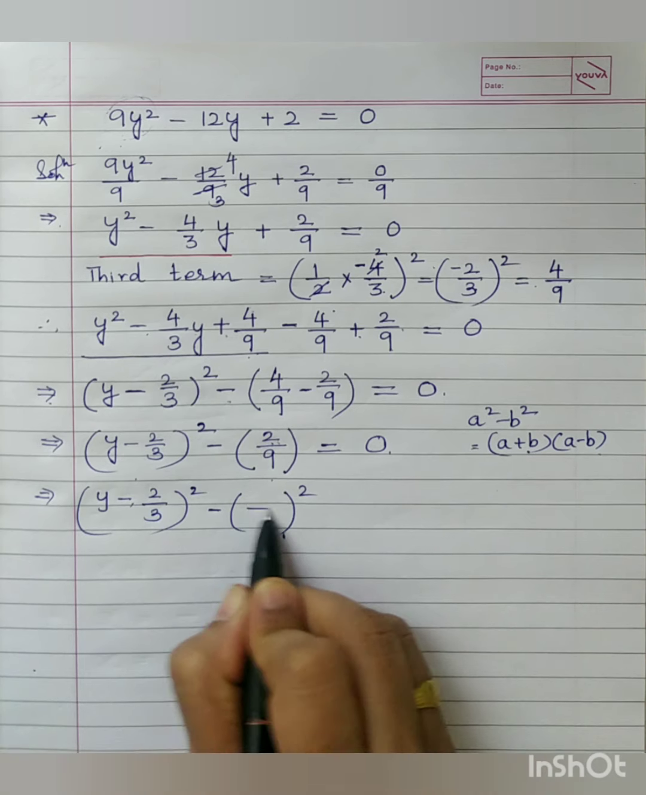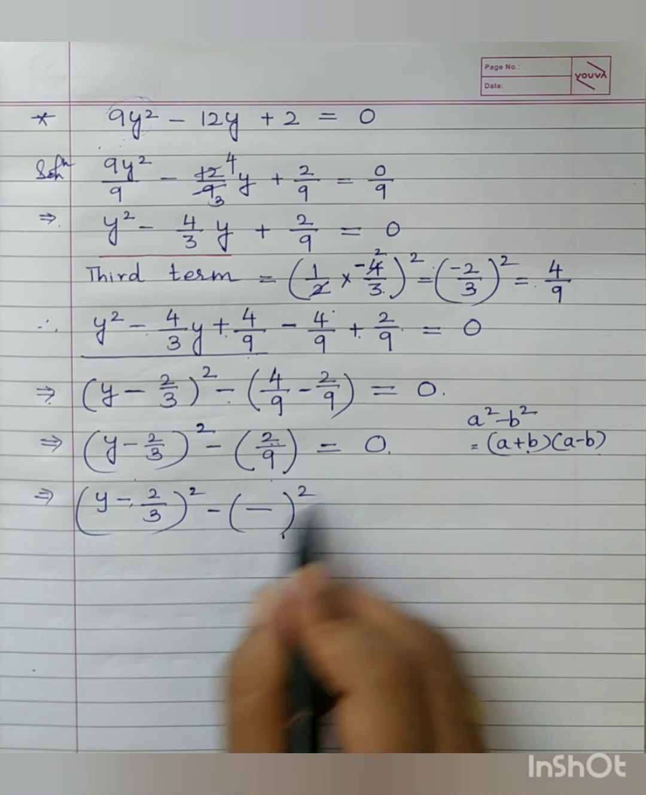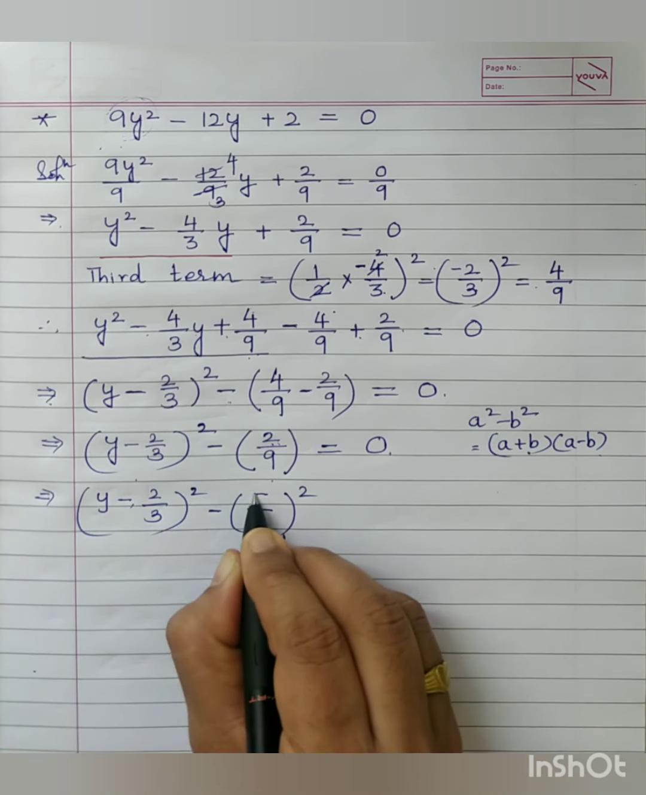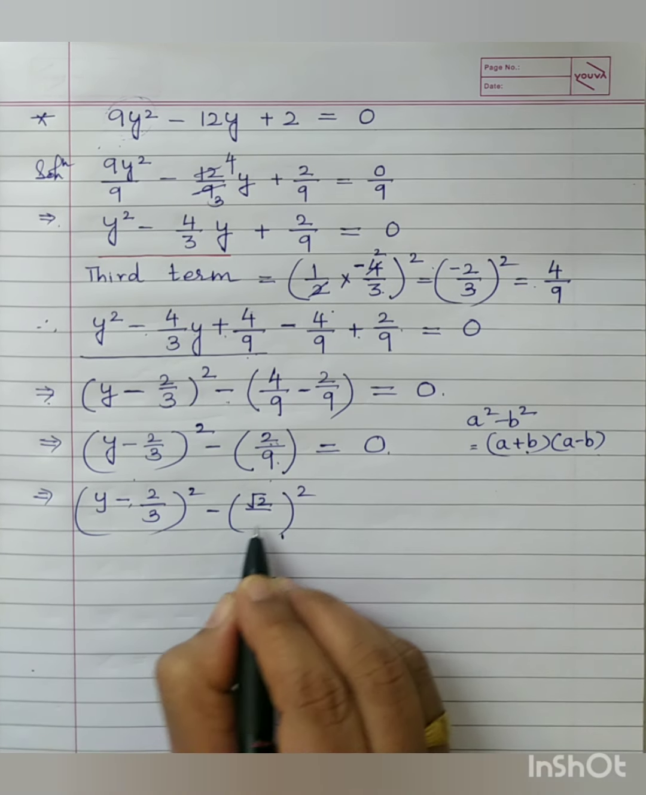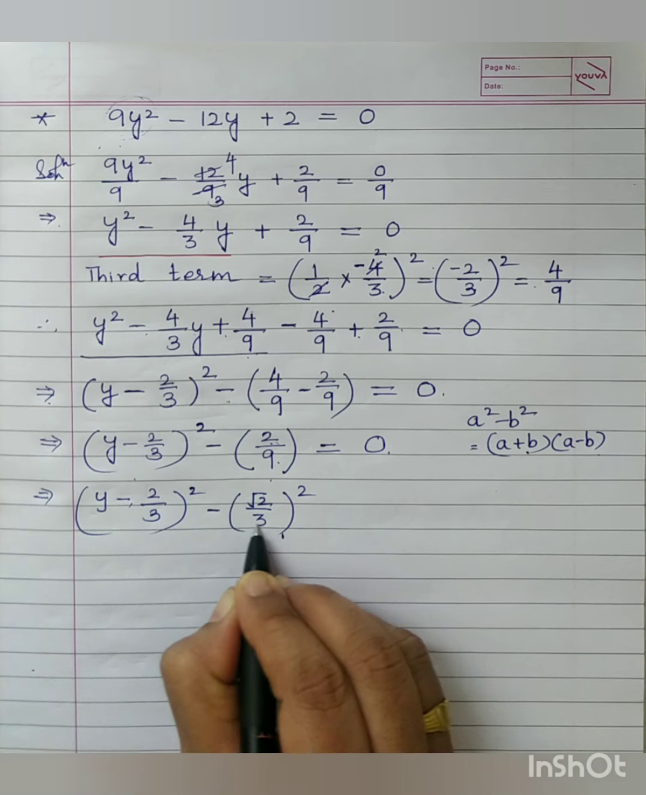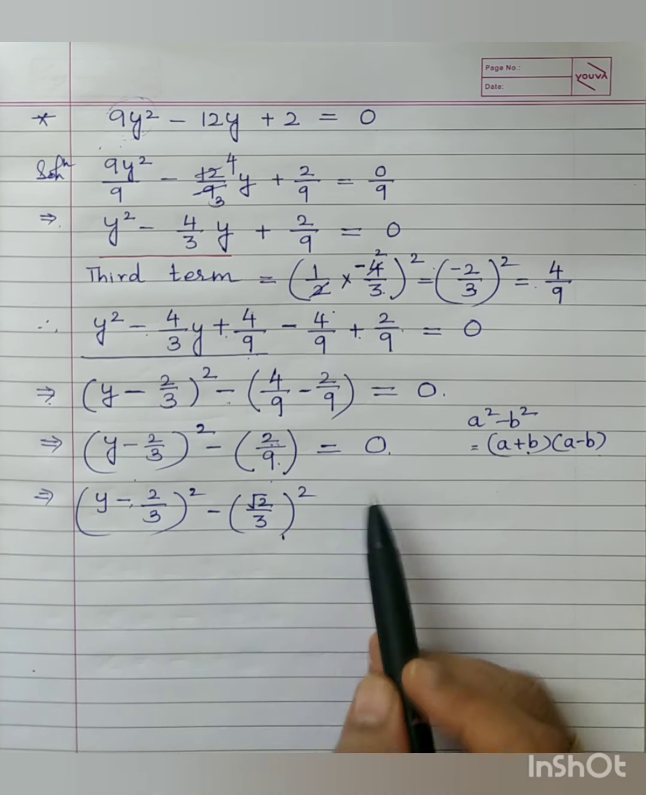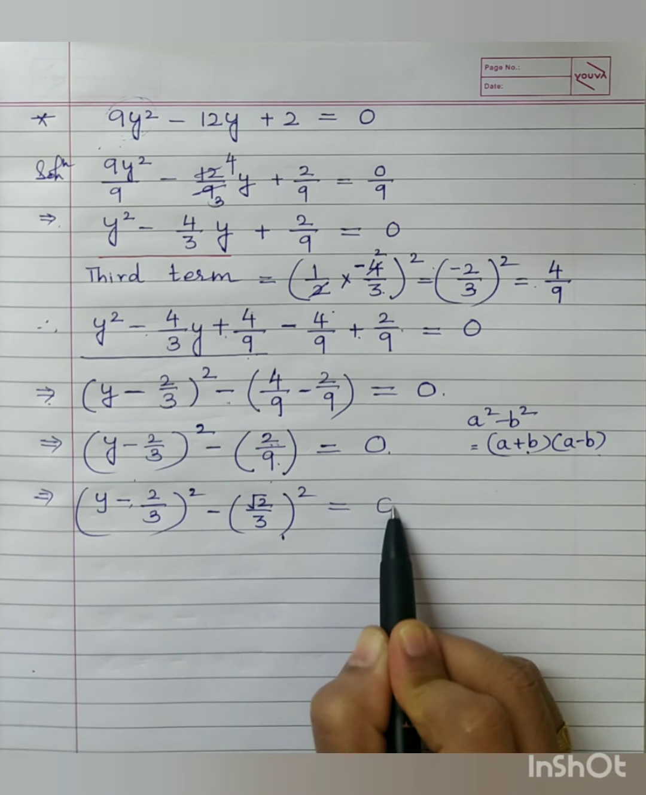So what number can you write 2 as the square of? You can write 2 as the square of root 2, correct or not? And 9 can be written as the square of 3. I repeat again, we cannot change the equation, we have not changed it.